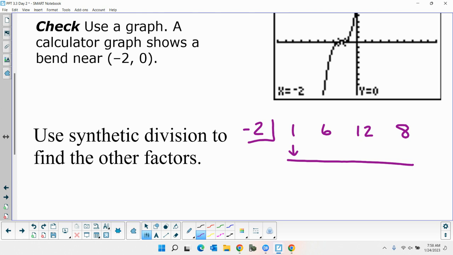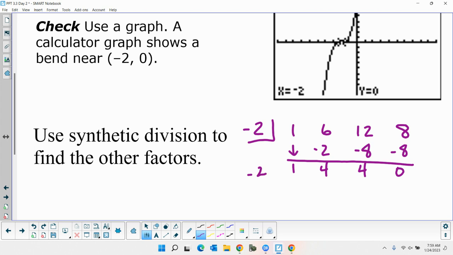And how do I know if it works? What comes up here on the end? 0. You guys remember that? If I get a 0 there, that means -2 is a 0. Let's just see if it works all 3 times. So I drop my 1 down here. -2 times 1 is -2. When I add those, I get 4. -2 times 4 is -8. When I add those, I get 4. -2 times 4 is -8. When I add those, I get 0. So it worked the 1 time. And we know it should work, right? Because the calculator told us, right?